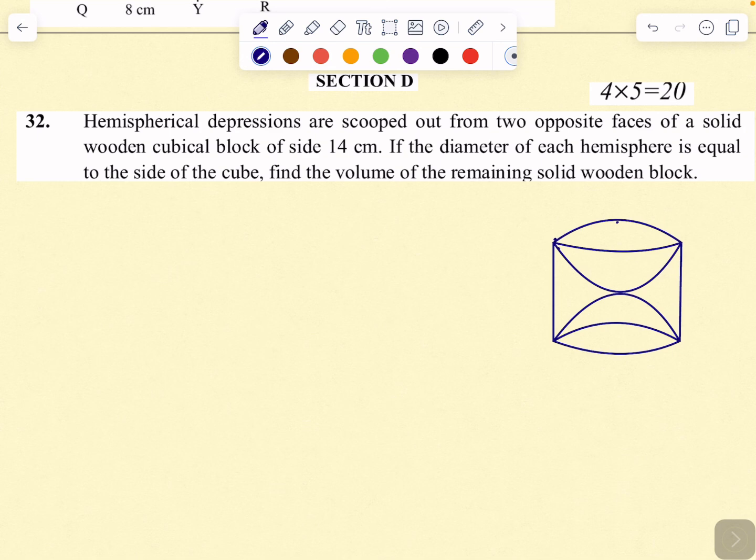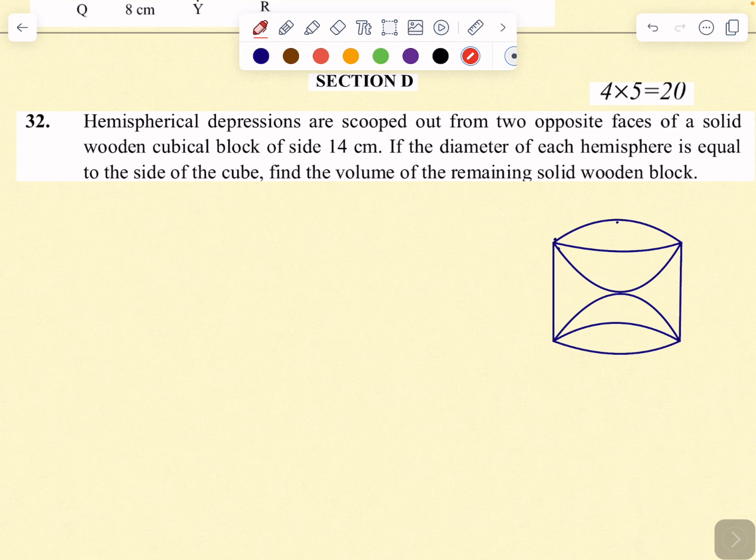Question we have here: hemispherical depressions are scooped out from two opposite faces of a solid wooden cubical block of side 14 centimeter. If the diameter of each hemisphere is equal to the side of the cube, find the volume of the remaining solid wooden block.